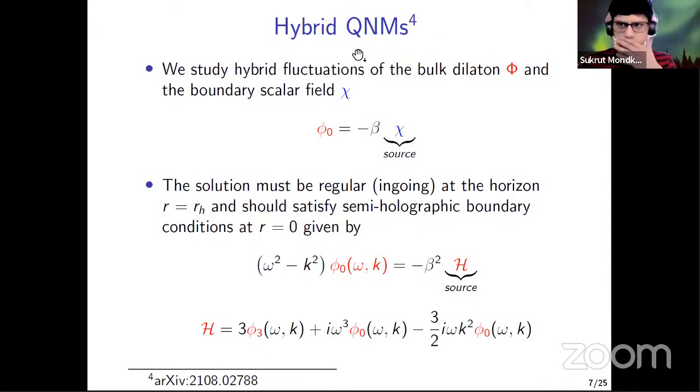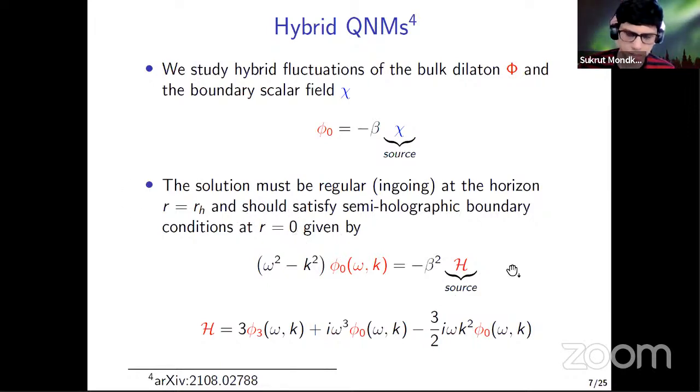So firstly, we compute the quasinormal modes of the hybrid fluctuations of this bulk dilaton phi and the boundary scalar chi about the equilibrium background. The equilibrium configuration is AdS4 Schwarzschild black brane with vanishing phi and vanishing chi. These hybrid quasinormal modes should satisfy these two boundary conditions, which are generalizations of the usual quasinormal mode boundary conditions at boundary and horizon.